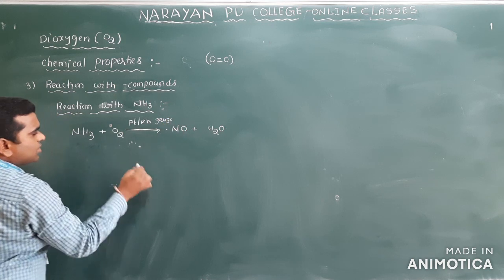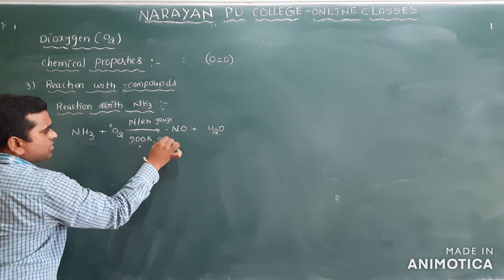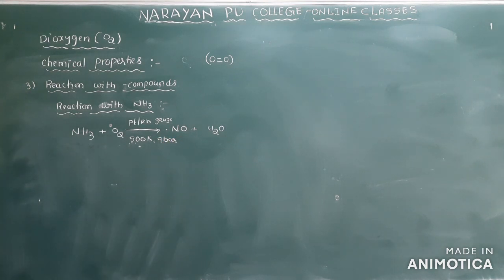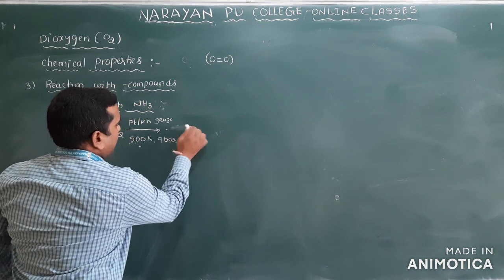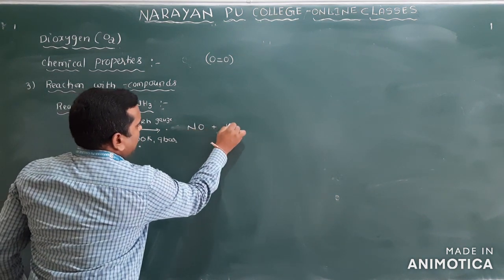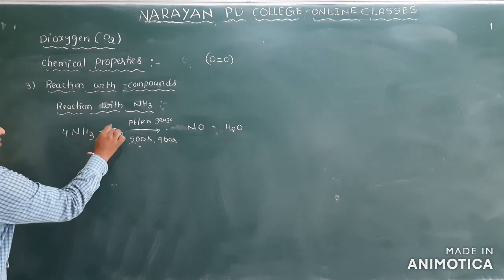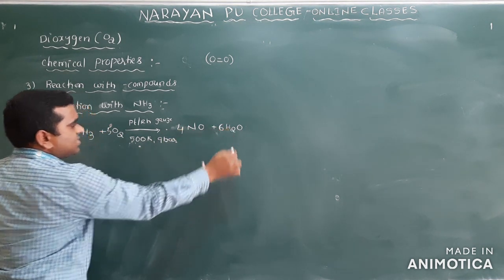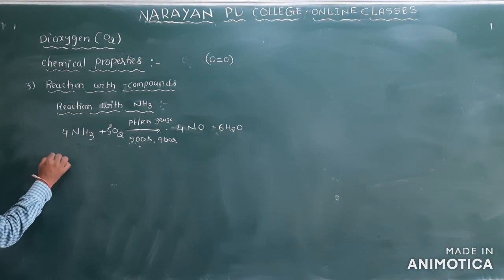Clear? So how much temperature did we maintain there? 500 Kelvin, and how much pressure did we maintain? 9 bar pressure. Then what will we get? We get NO plus H2O. Okay? I already balanced that reaction, 4 and here 5 and here 4 and this is 6. Clear? So this is the reaction with ammonia.